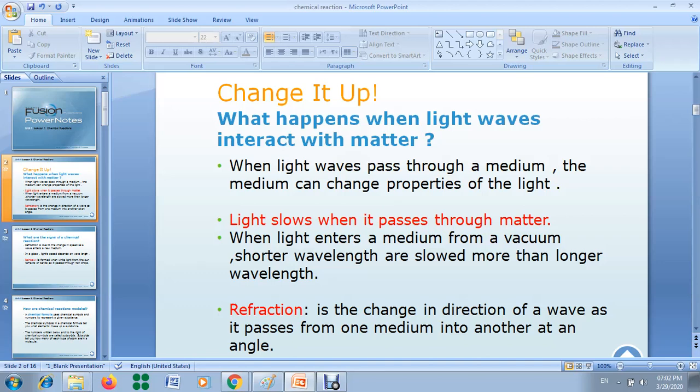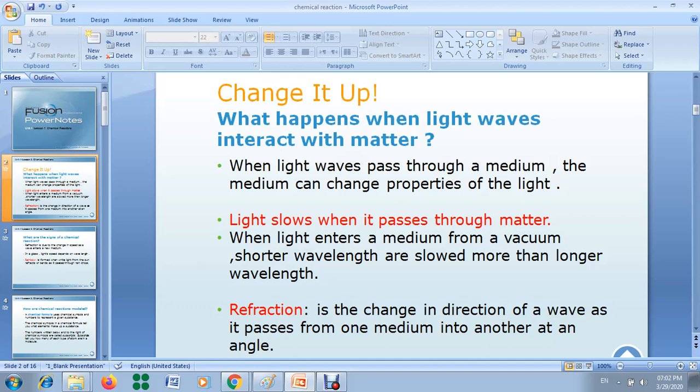Here I mentioned an angle because it means it should make an angle with the medium. It's not in a straight line. The source of light is not making a 90 degree angle with the medium. It makes an angle. I'll show it to you now with more examples. Refraction is due to the change in speed as a wave enters a new medium.